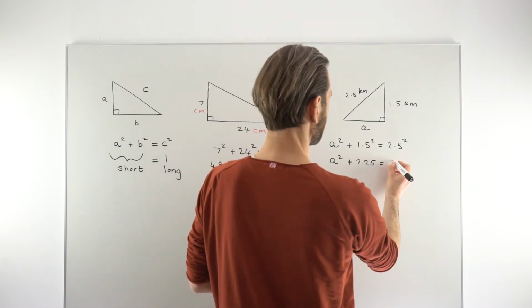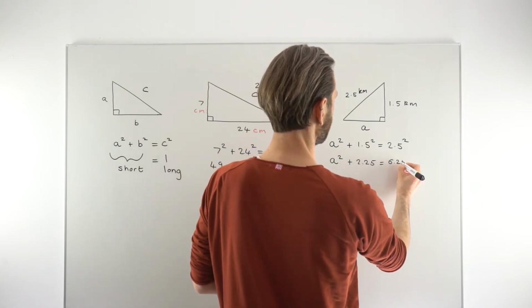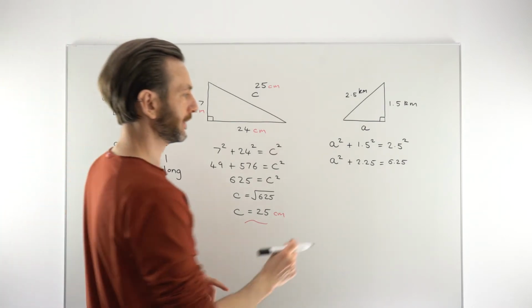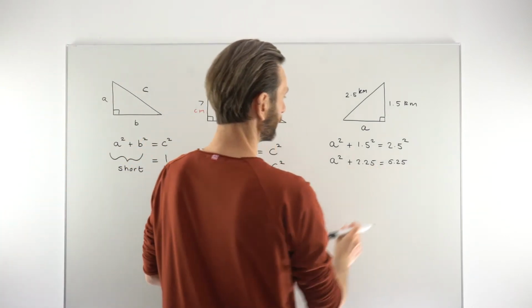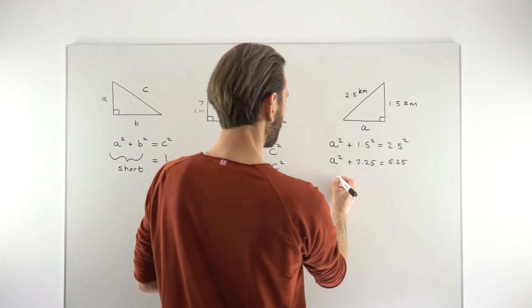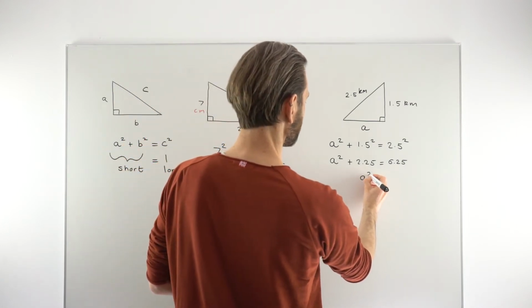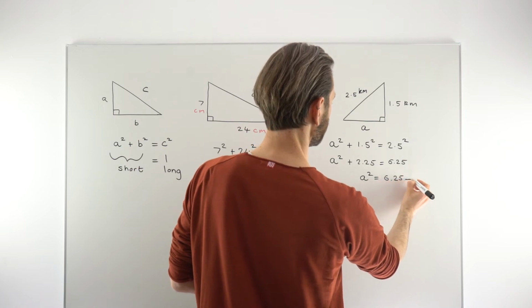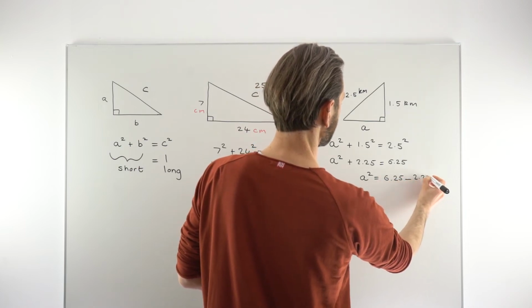2.5 squared is 6.25. And then we're just going to go ahead and take this one away by moving it over to the other side. So we're going to end up with a squared on the left-hand side. I'll just write in the line of working in here. So it would be 6.25 minus 2.25.